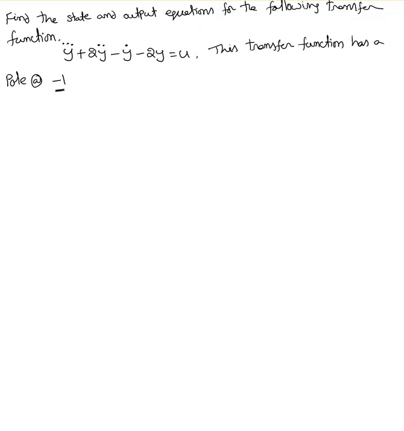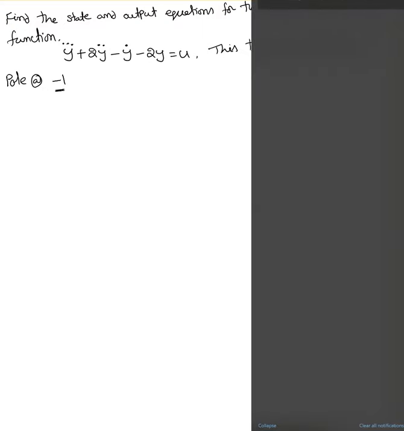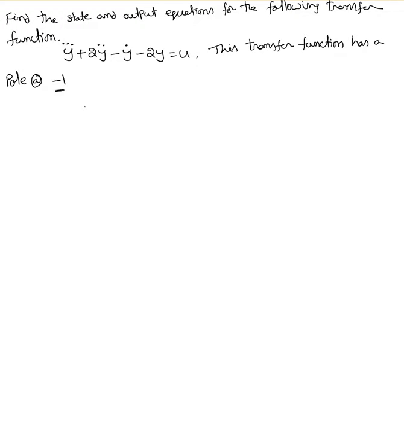Here is the next example. In this example, we're finding the state equation and output equation for a transfer function by using the Jordan form. So here you can clearly see it's y triple dot, so it's a third order system. When I write the equation y over u, which is 1 over s cube plus 2s square minus s minus 2.